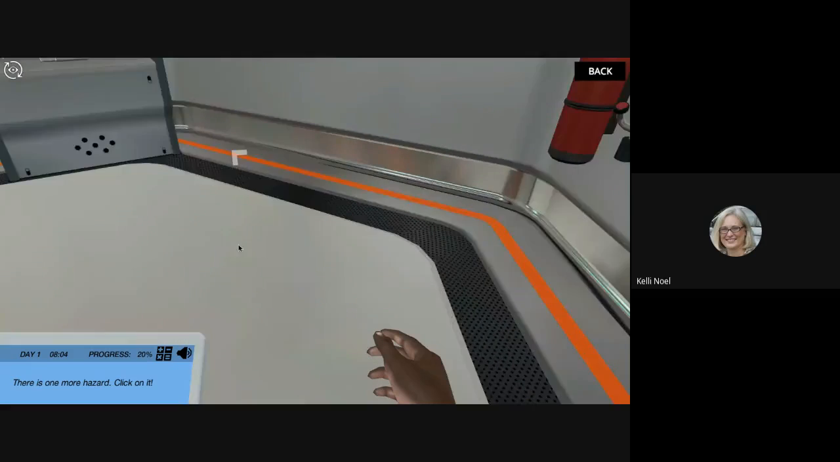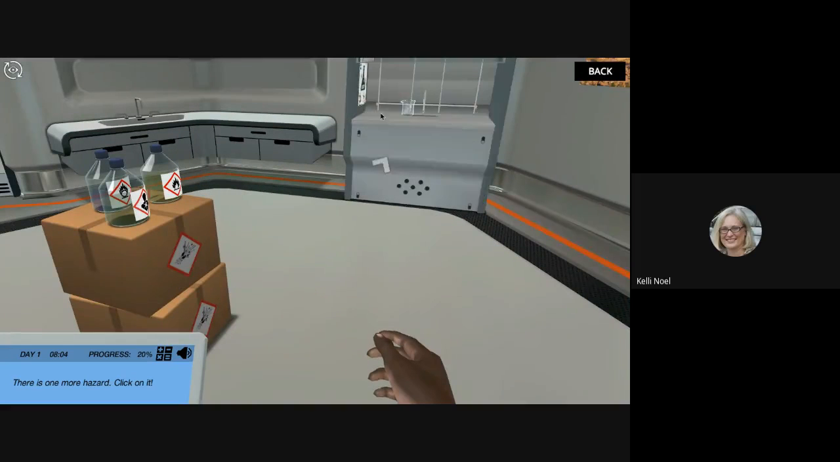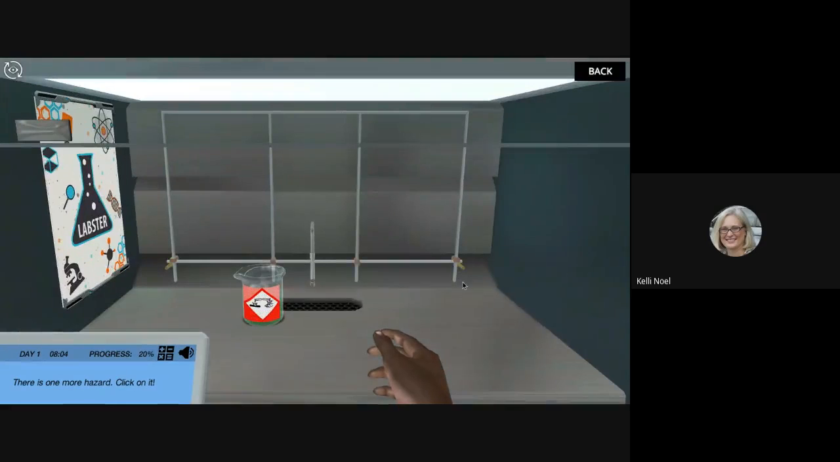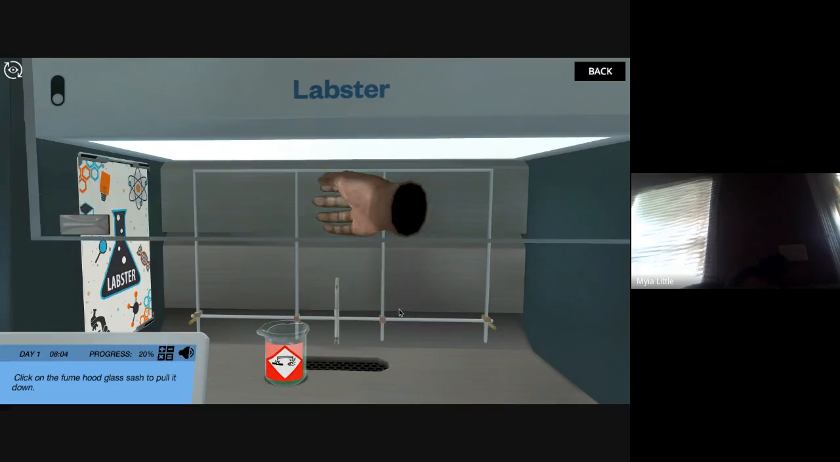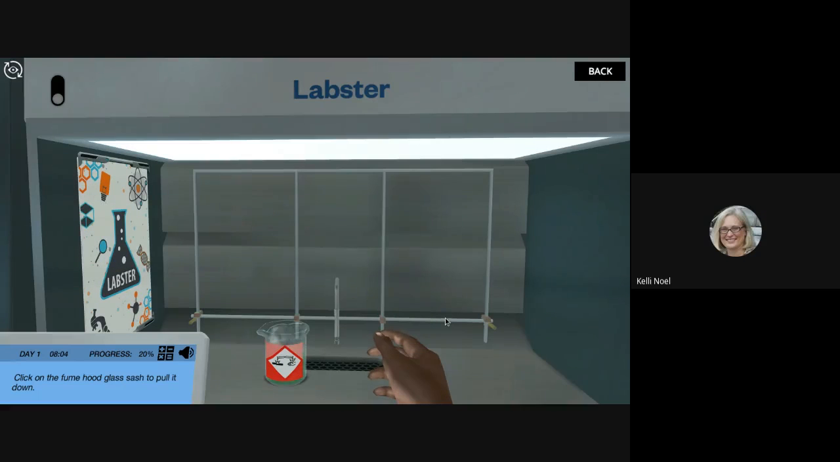There is one more hazard. Click on it. See how the arrow's pointing to where the fume hood is. It constantly draws air through a filter to ensure that you don't get in contact with dangerous chemicals. The airflow only works effectively if the glass sash is pulled down. Let's close this fume hood. What a relief. Now the air is safe to breathe.